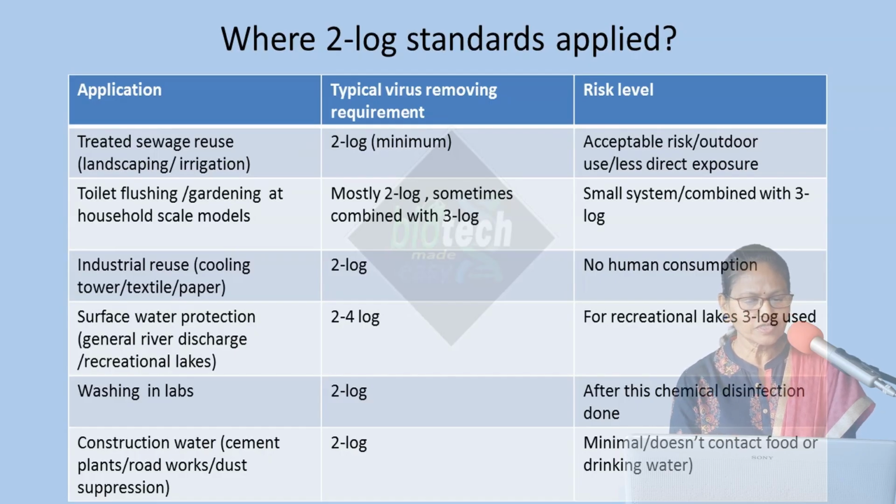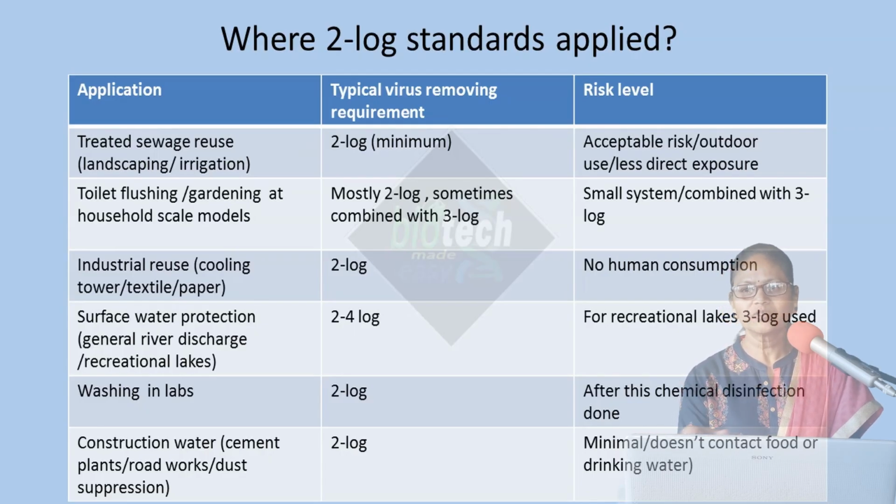Then surface water protection, like general river discharge or recreational lakes, if you are using this water which has been treated, that should be 2 to 4 log. And for recreational lakes, it should be 3 log, because many times in recreational lakes the water may come in contact with the human body.